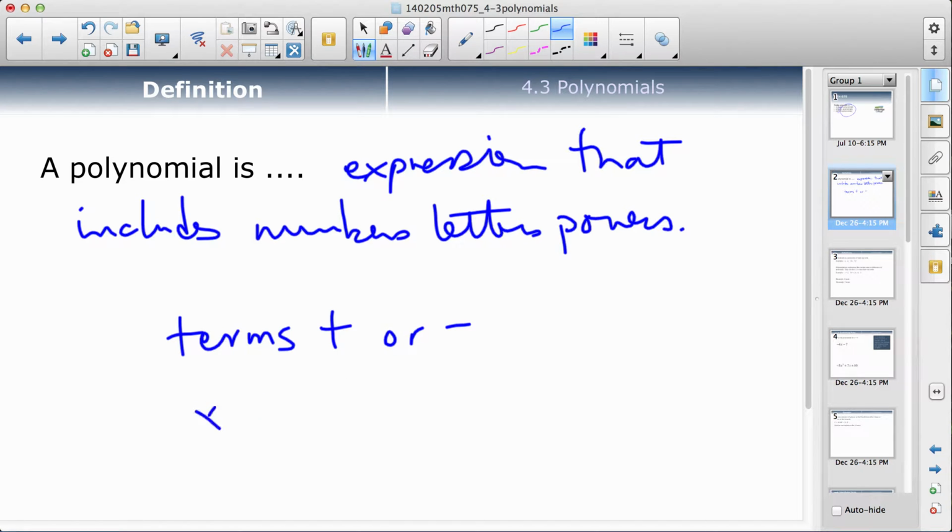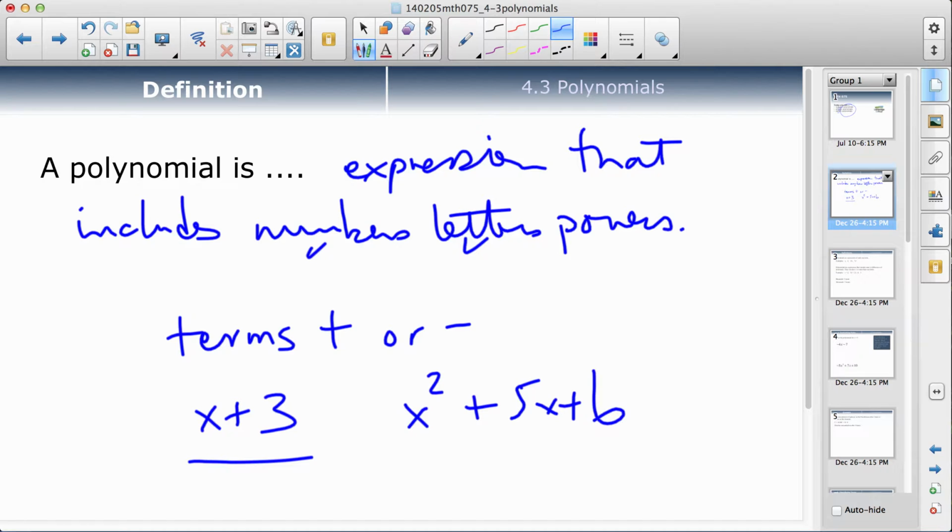So for example, x plus 3, that's a polynomial. It has a number, it has a letter, but it doesn't have a power. Well, it doesn't matter. You can have any one of those things, or two, or all three. I could maybe have x squared plus 5x plus 6. That would be another polynomial. Or strictly speaking, you could say that 2 is a polynomial. Notice that this one here, there's just one number. Here I've got two things.